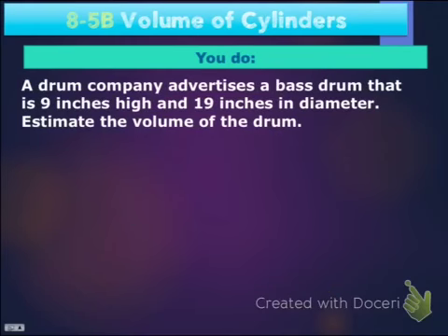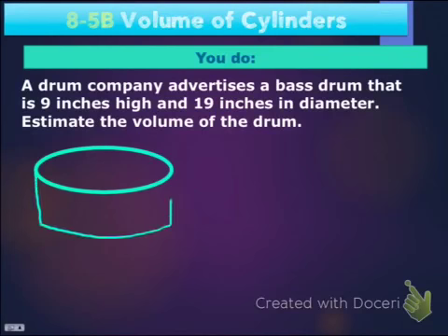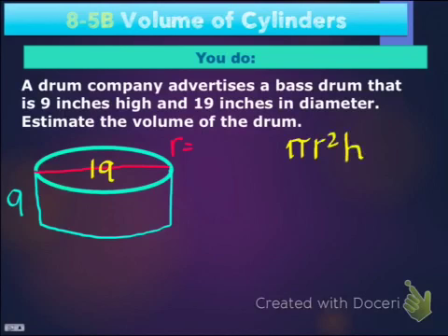Okay, the next example is a you-do, and I'll get you started though. So this time we're talking about a bass drum. So we have a bass drum that is 9 inches high, and I'm going to attempt to draw that in. And then we have a diameter of 19 inches. So this one is 19. So again, you're going to have to divide by 2 so that you can get your radius, so that you can use the equation pi radius squared times height. And then you'll just start your substitution and make sure you have me check that.